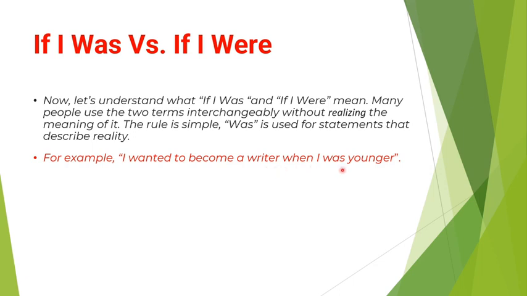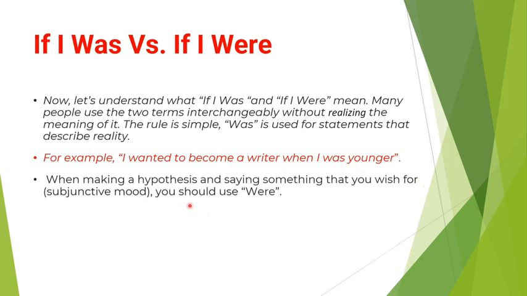So when do we use were? When making a hypothesis and saying something that you wish for. For subjunctive mood, you use were. This means that were is used for a hypothetical or imaginary situation. For example, if I were you, I would have taken it. This is because the verb is in subjunctive mood, which is expressing something that is not reality. If I were you, I would have taken it.